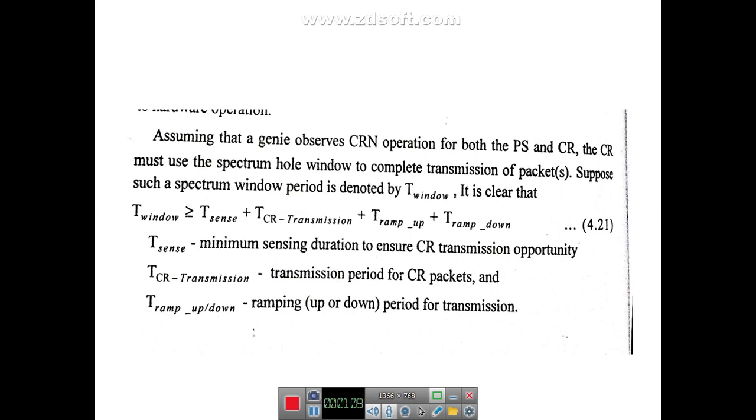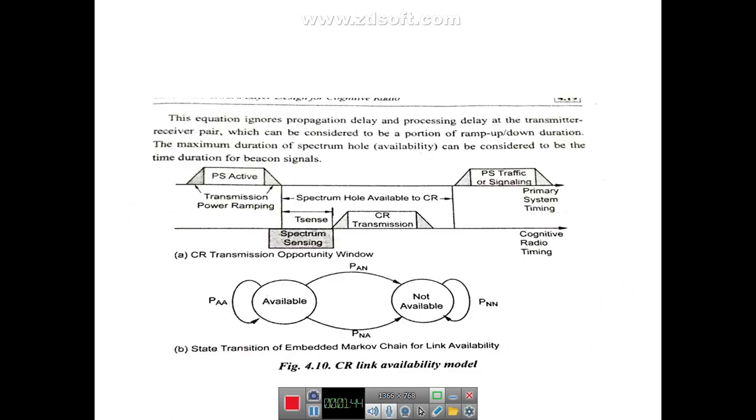Assuming genuine observers in CRN operation for both PS and CR, the CR must use the spectrum hold window to complete transmission of packets. Suppose such a spectrum window period is denoted by T window. It is clear that T window is greater than or equal to T sense plus T CR transmission plus T ramp up plus T ramp down. What about T sense? It is the minimum sensing duration to find a CR transmission opportunity. T CR transmission is the transmission period for CR packets, and T ramp up and down is the ramping up and down period for transmission.